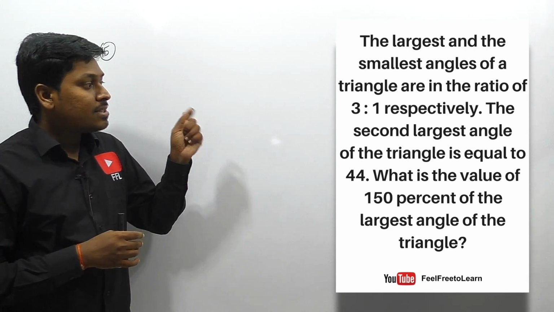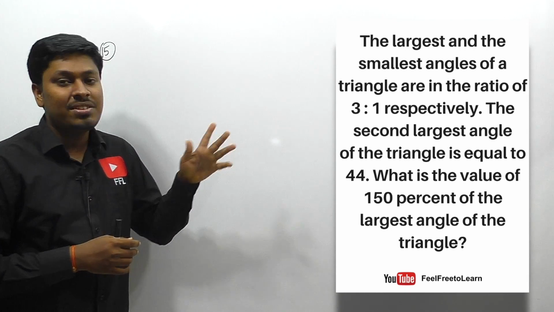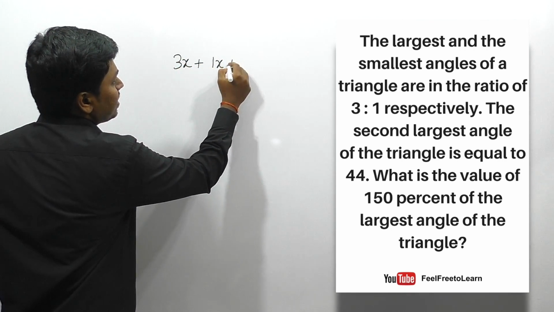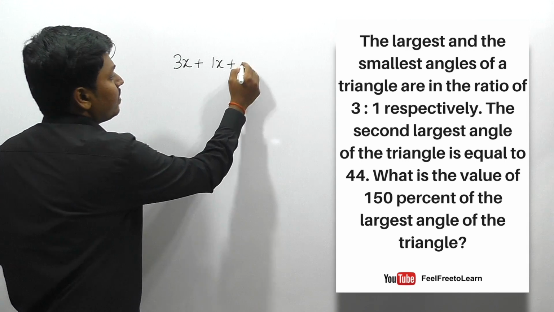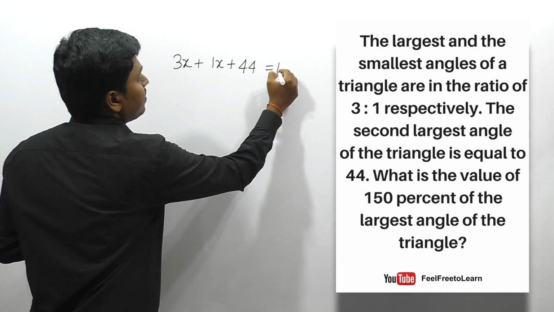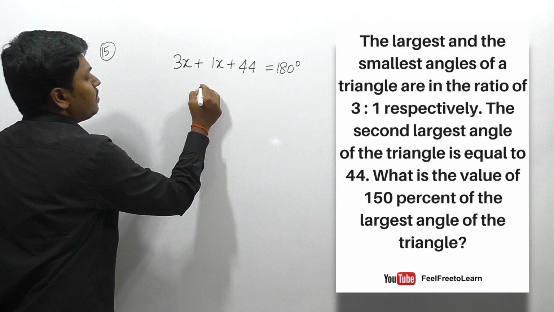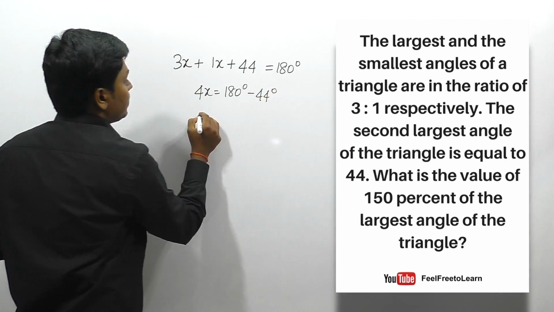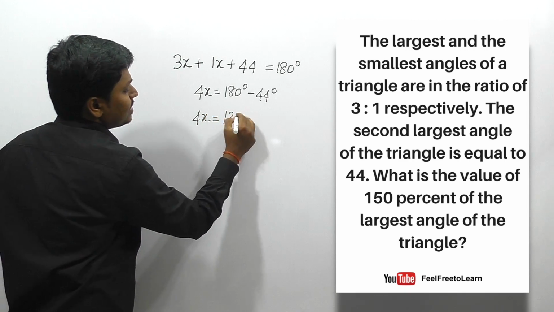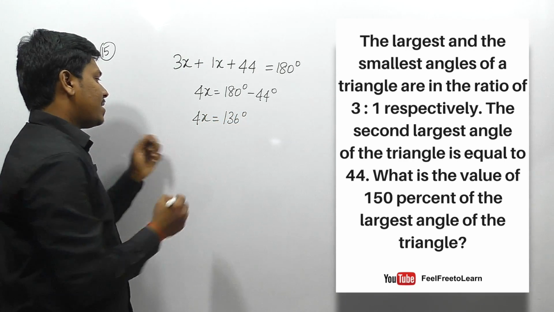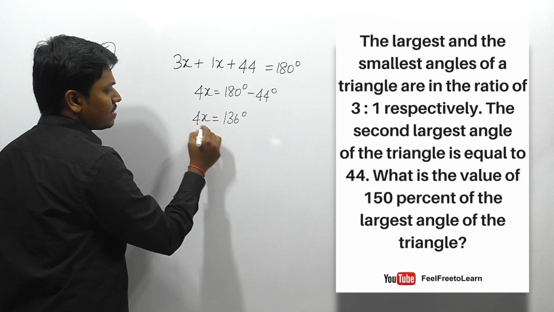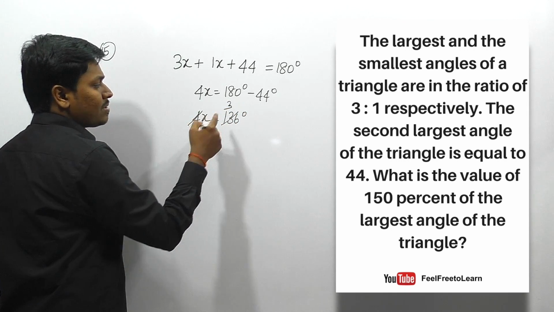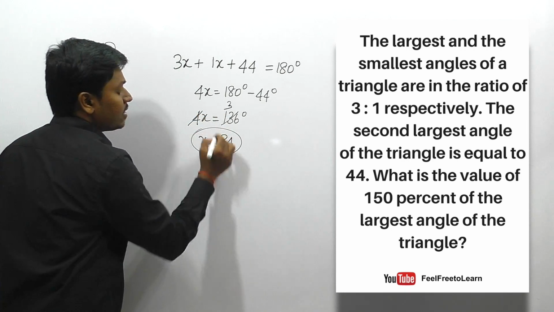And here the largest and the smallest angle of a triangle are in the ratio 3:1. So let me assume that the largest angle will be 3x and the smallest angle will be 1x, and we already know that the second largest angle will be 44. The sum of the 3 angles is equal to 180 degrees. So this will be 4x. So 4x is equal to 180 degrees minus 44 degrees. So 4x is equal to 136 degrees. So we need to divide this. When we divide, 4 3s are 12, remainder 1, so 34 degrees. So finally we got x is equal to 34 degrees.